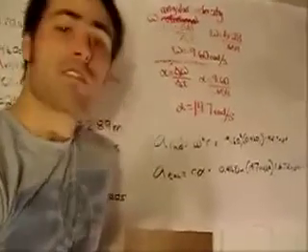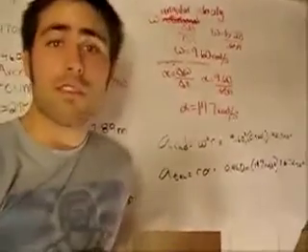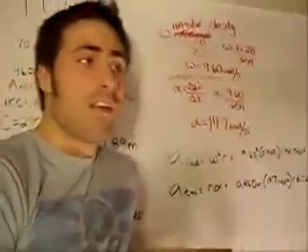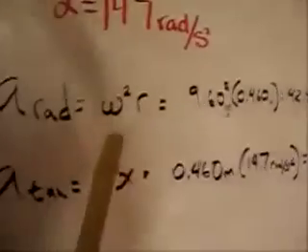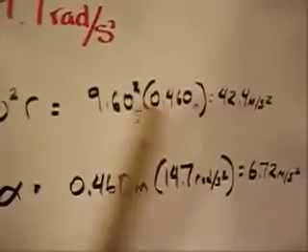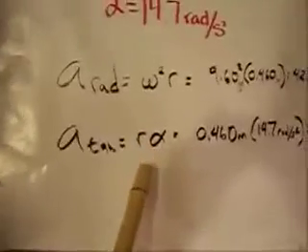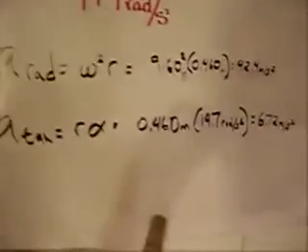Alright, now we need to find our acceleration that I was rotating at. So first we need to find the radial acceleration and the tangential acceleration. So using the formula omega squared times radius, we find that 9.6 radians per second squared times 0.46 meters gives us 42.4 meters per second squared. Now for our tangential acceleration, we use the formula radius times alpha, which equals 0.46 meters times 14.7 radians per second squared, which gives us 6.72 meters per second squared.